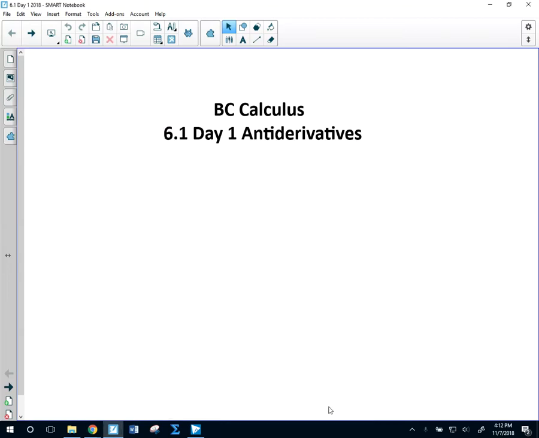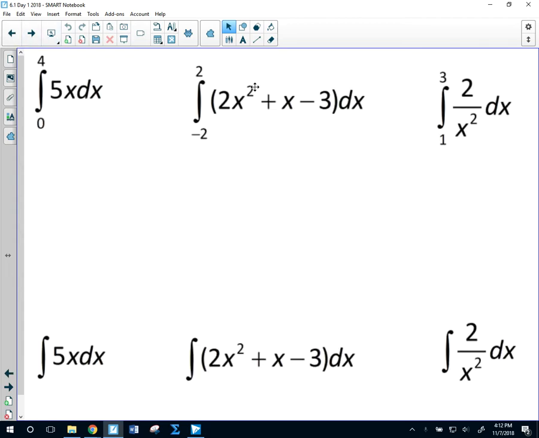Hey everyone, welcome to day one of 6.1, and the title is Antiderivatives. Some of this should seem kind of familiar to you, some of it's going to be a review. So we're going to start off today by doing a quick review of things that we've already done from last chapter. If I'm going to find the integral or the antiderivative of 5x dx, we know that you need to add a power onto the x and divide by that power.